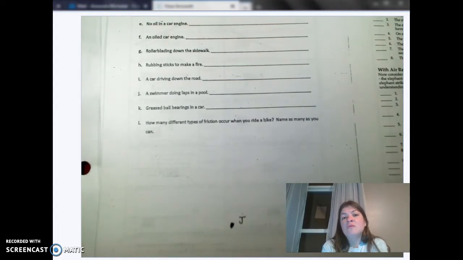So static friction would be like your feet on the pedal or your hands on your handles. So that would be static friction. You can have fluid friction because of oil on your chains, or also just you're traveling through the air. So it's going to be fluid friction. You can have sliding friction for your brakes and rolling friction for the tires.